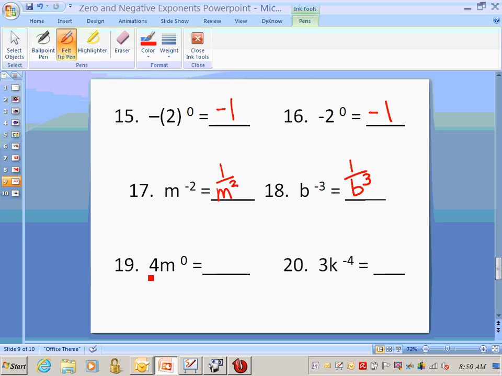Okay, number 19, we've got to look at this now. I got 4m to the 0. This is like 4 times m to the 0. So what was 4's exponent? There's not an exponent. What is it? It's 1, right? 4 to the 1 power is 4, right? So this is giving me 4 times, what's m to the 0 power? 1, which is, 4 times 1 is 4.